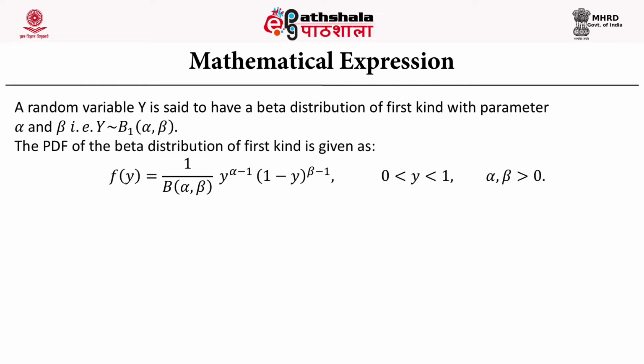The PDF of the beta distribution of first kind is given as f of y, which is equal to 1 upon beta with parameters alpha, beta, into y power alpha minus 1, into 1 minus y power beta minus 1, where y lies between 0 and 1 and alpha, beta are greater than 0.